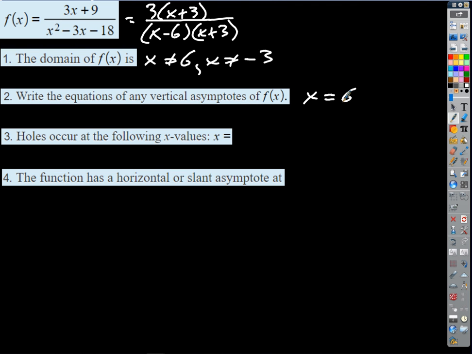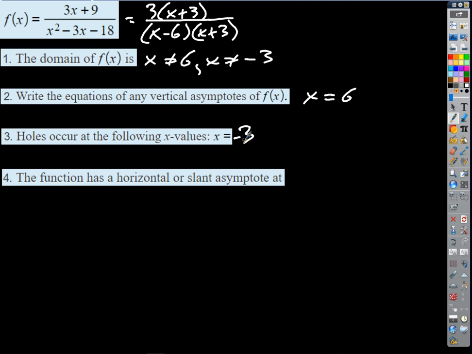Holes would occur at what value? What's it going to be? -3, how come? Shared zero. Shared 0. Okay, and then horizontal or slant asymptotes. I thought it was -3. It is negative, yeah, -3, you're right.